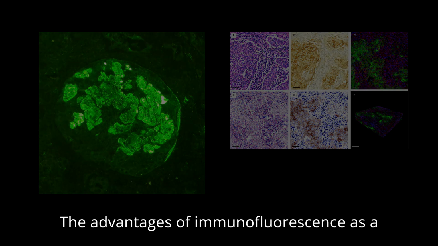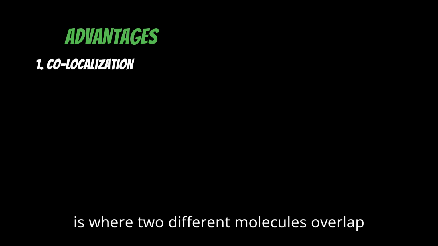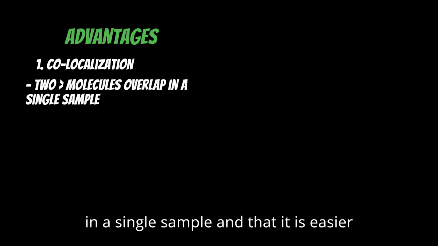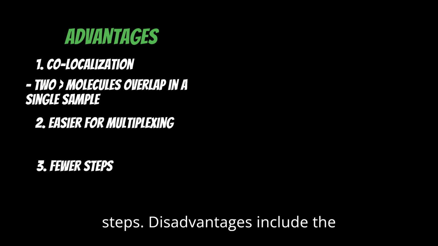The advantages of immunofluorescence as a technique for specimen staining is that it is preferred for colocalization. This is where two different molecules overlap in a single sample, and that it is easier for multiplexing. It also involves fewer steps.